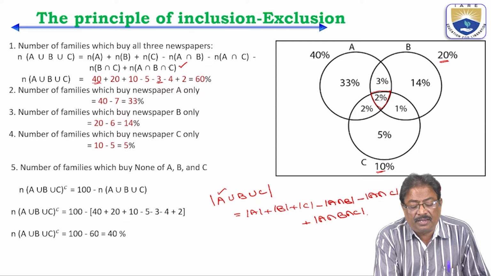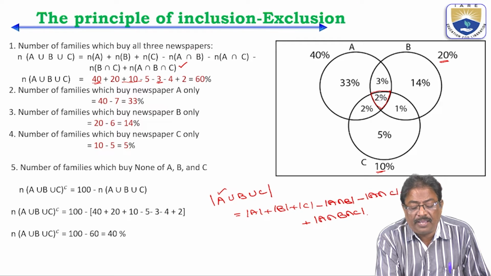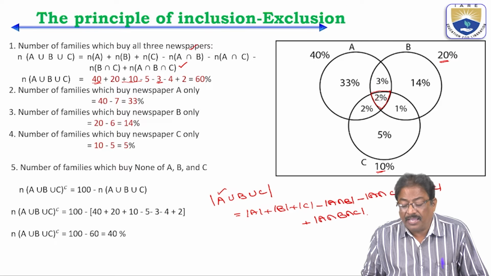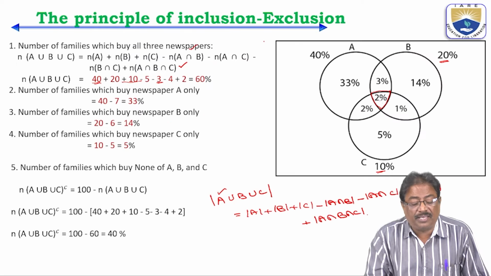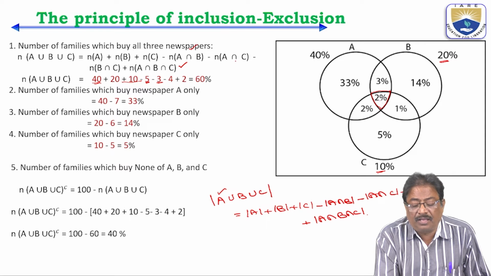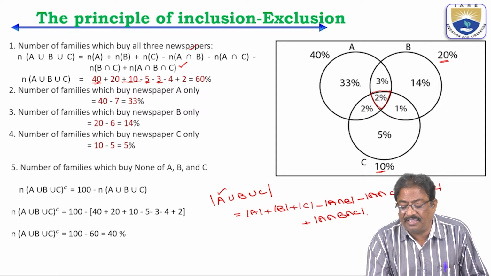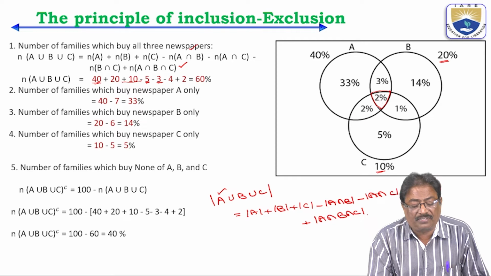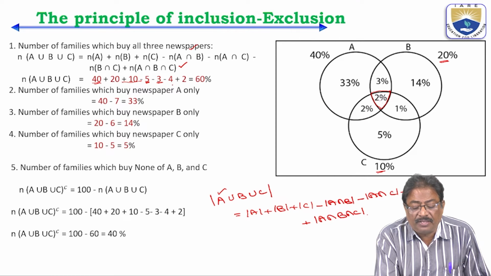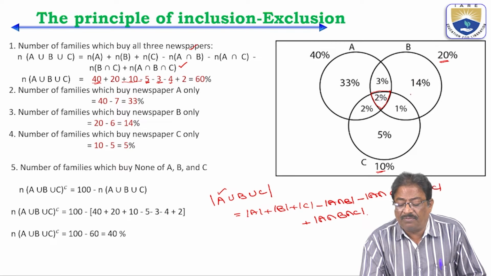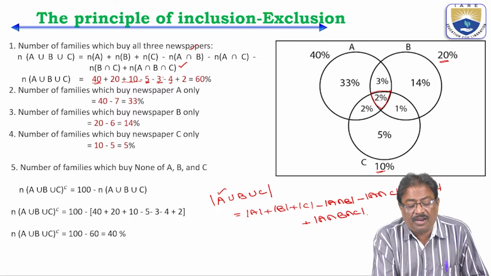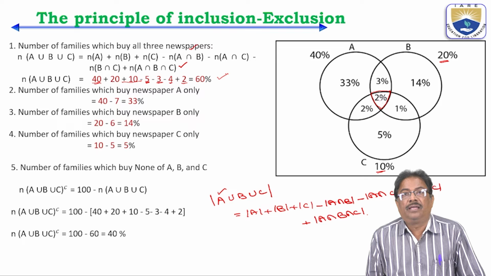It will be 2% total. That means, see here, 5% will buy A and B. It is given as 5% families by A and B, so I am just taking 5 here. And next, the remaining A and C, which is nothing but 4%. Next, B and C will be given as 3%. And all the three is nothing but 2%. Subsequently, 60% are going to be by all the three kinds of newspapers, 60% of the families.